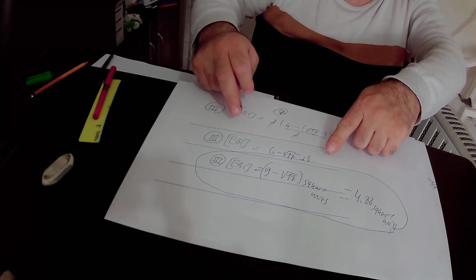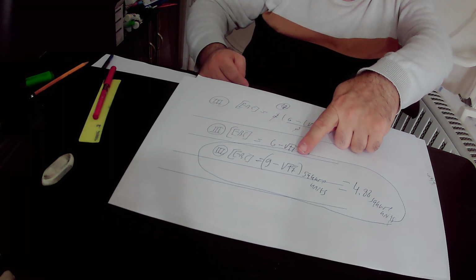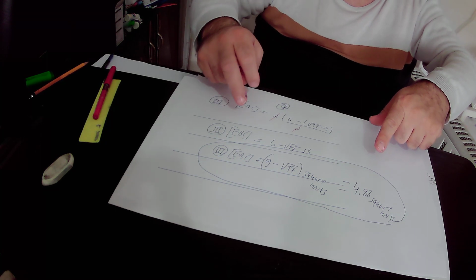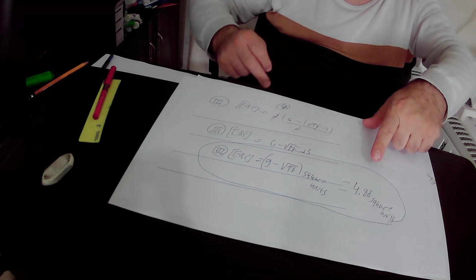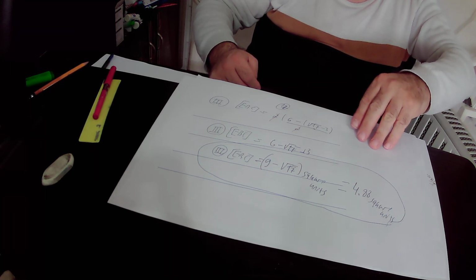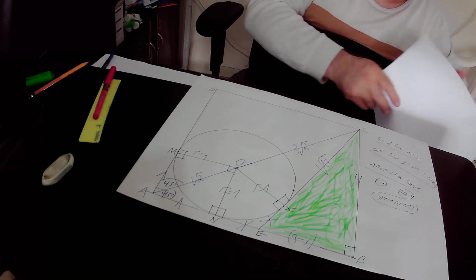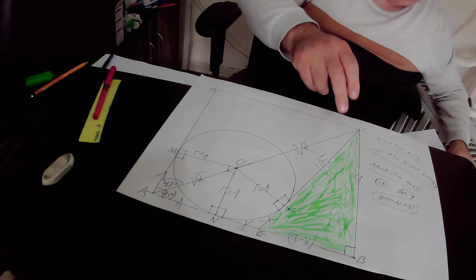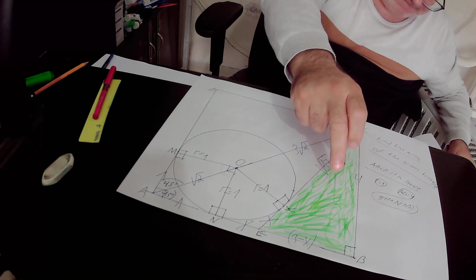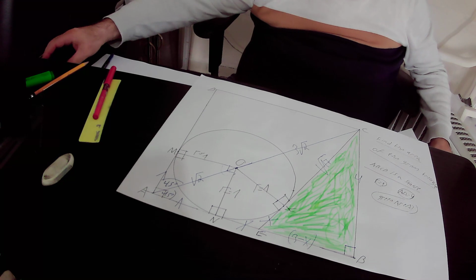So in conclusion, we found that the area of the green right triangle equals 9 minus square root of 17 square units, or in terms of numbers, the area of the green right triangle equals 4.88 square units. I will repeat again. The area of this green right triangle equals either 9 minus square root of 17 square units, or in terms of numbers, 4.88 square units. Okay? Thank you very much.